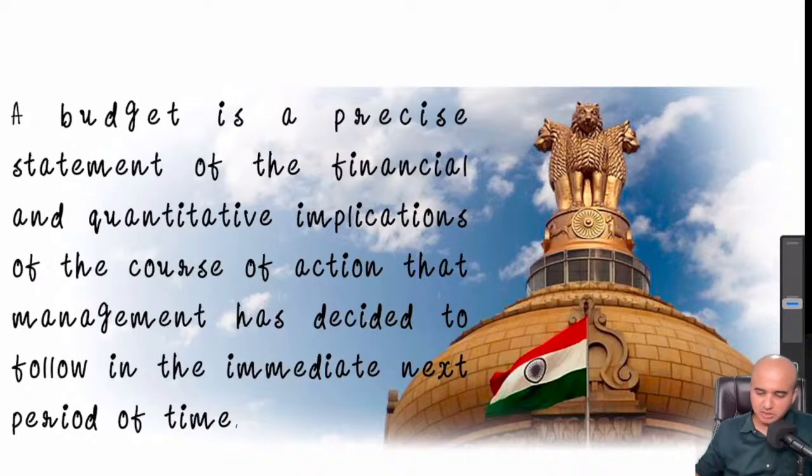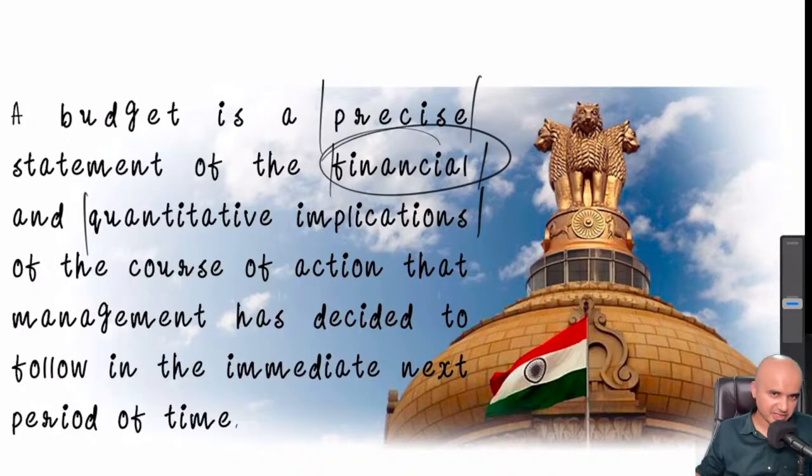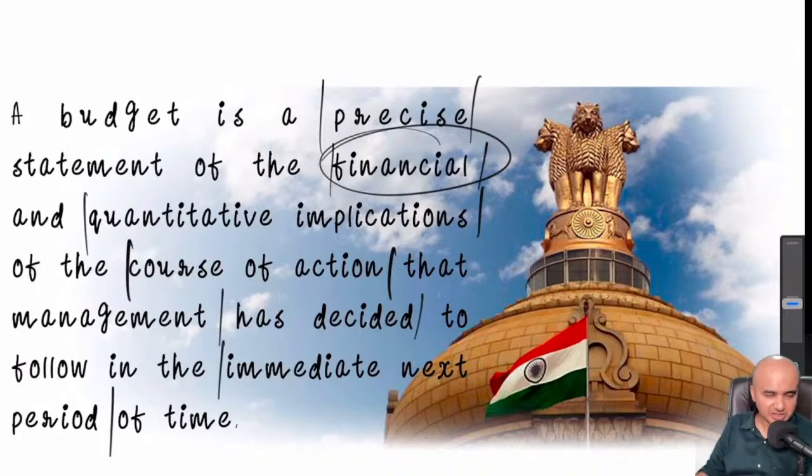If you break down this definition, we'll be able to understand what exactly a budget means. They say a budget is a precise statement of financial and quantitative implications. We are mostly worried about the financial part, of the course of action that management has decided to follow, in the immediate next period of time. So what exactly do they mean by this? The first part is actually very easy. It's a precise statement of what type? Of financial in nature, and it mostly looks at financial implications. When exactly? In the immediate next period.